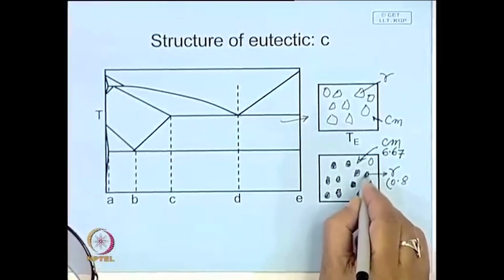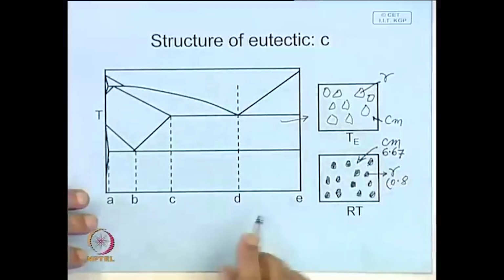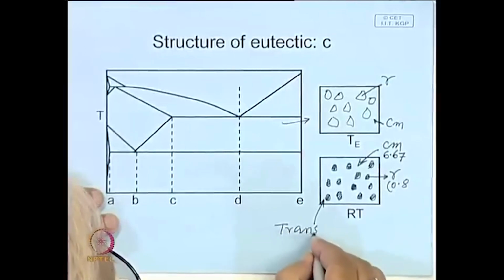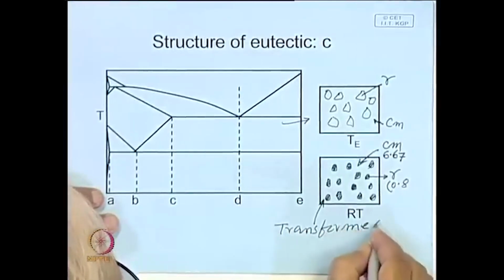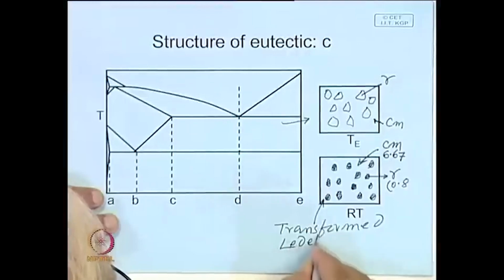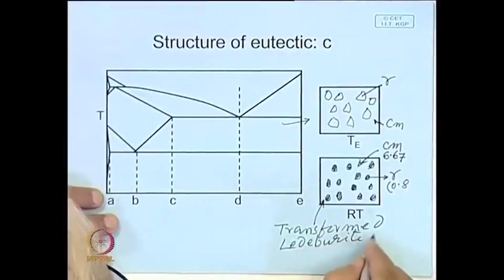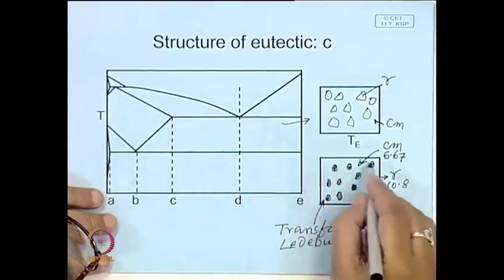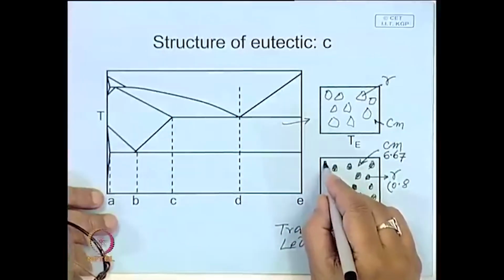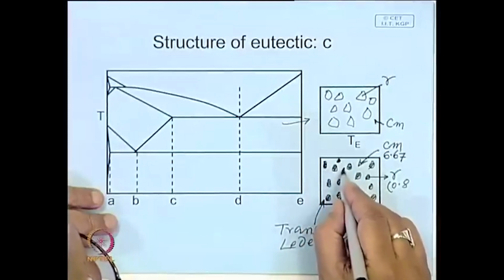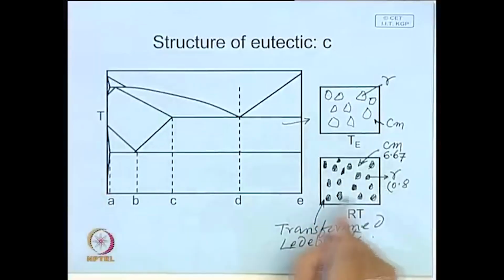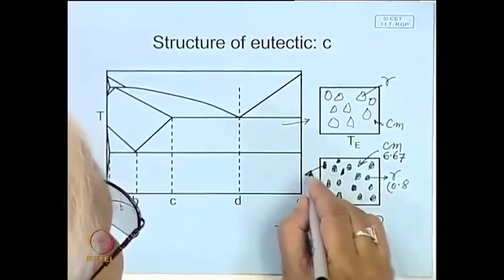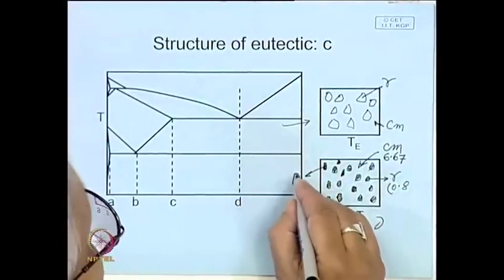And these percentages can be estimated using the lever rule. So, this is called transformed ledeburite. So, what you will really have in this microstructure are some areas which appear like an intimate mixture. You will have pearlitic regions which will be surrounded by cementite. And each of these, which was earlier austenite, will be pearlite.